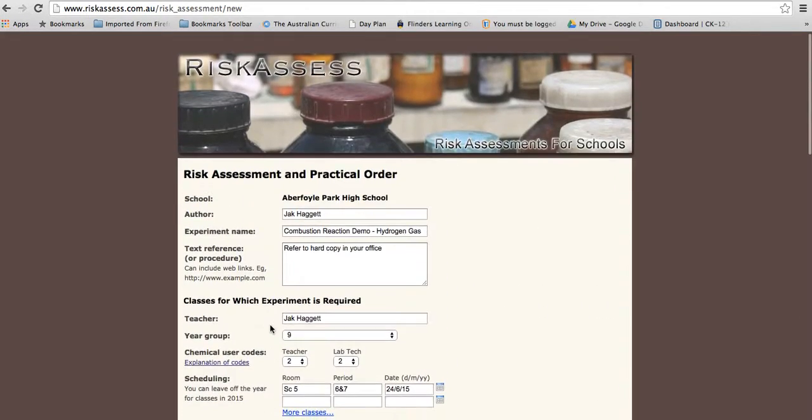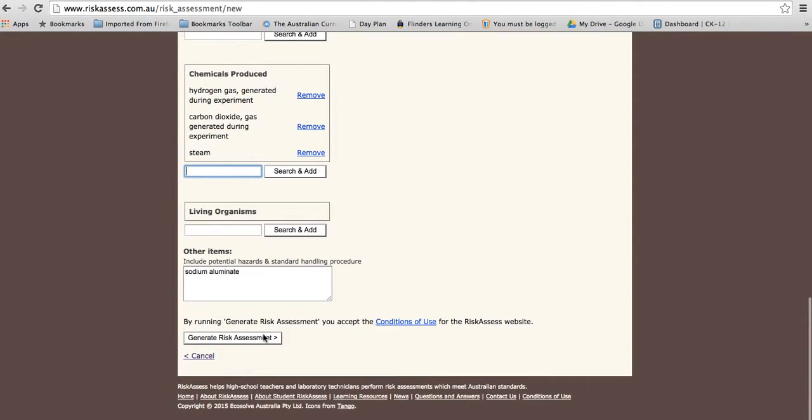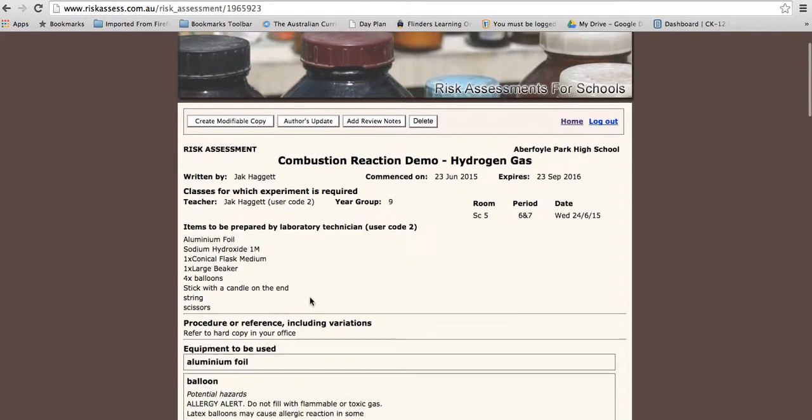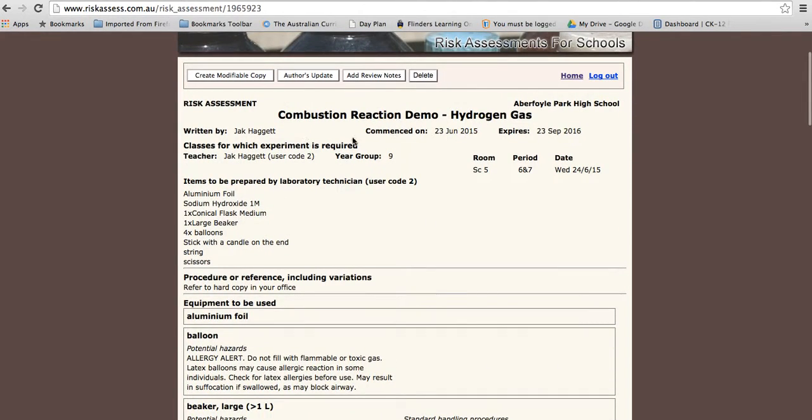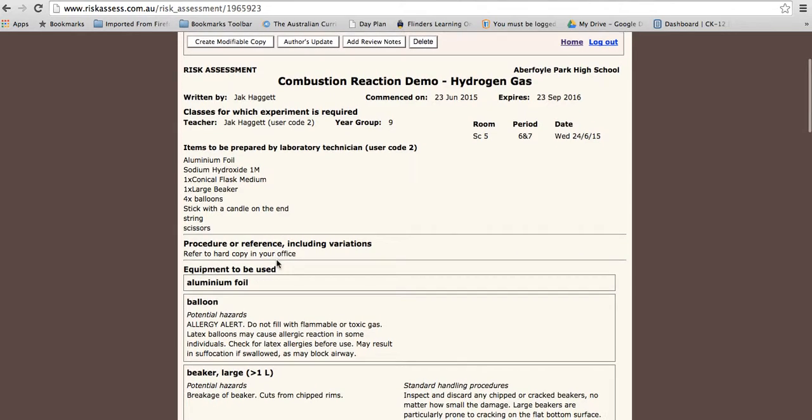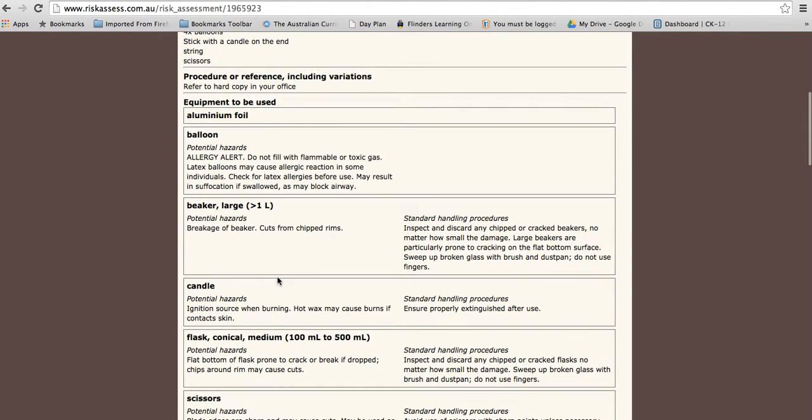When you're happy that you've listed all of the materials you need and everything else is filled out, we go generate risk assessment. So this is just going to give you a bit of a summary. It's important you go through, double check that it's all correct. You'll notice down here, it's going to list the things that you asked for and just tell you the potential hazards with them. So for example, balloons, you need to be aware of this one, for example. So for this prac, it says, do not fill with flammable or toxic gas. Latex balloons may cause allergic reaction in some individuals. Check for latex allergies before use.